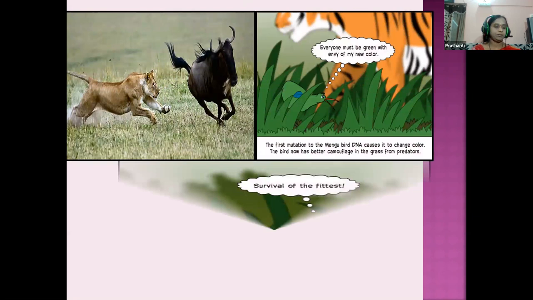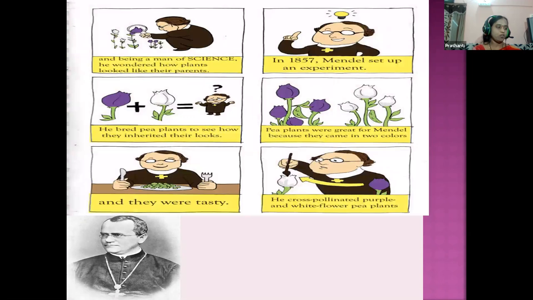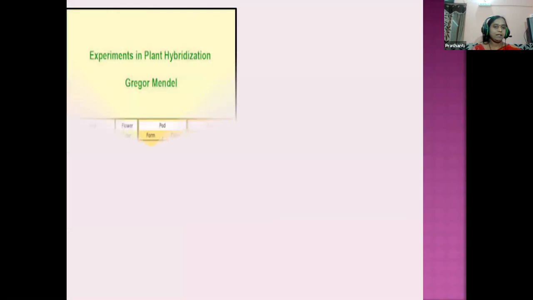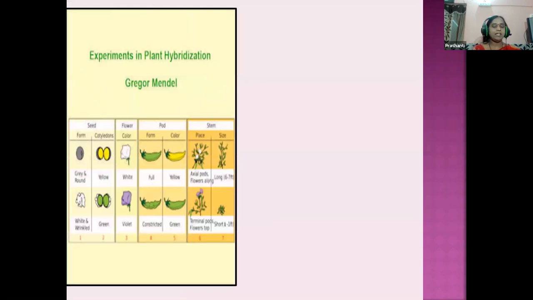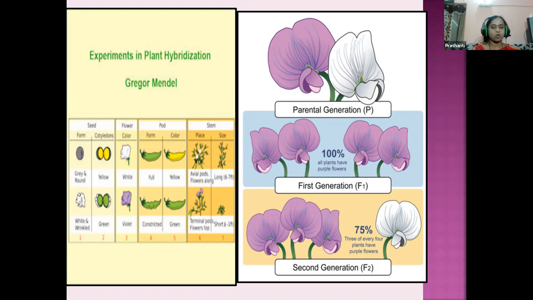Gregor Mendel laid the foundation of genetics. He conducted experiments with pea plants. He took 7 traits of the pea plant, crossed the parental generation and got F1, and then self-crossed and brought the F2 generation, and he ensured that the dominant traits are visible and also the recessive traits are present.